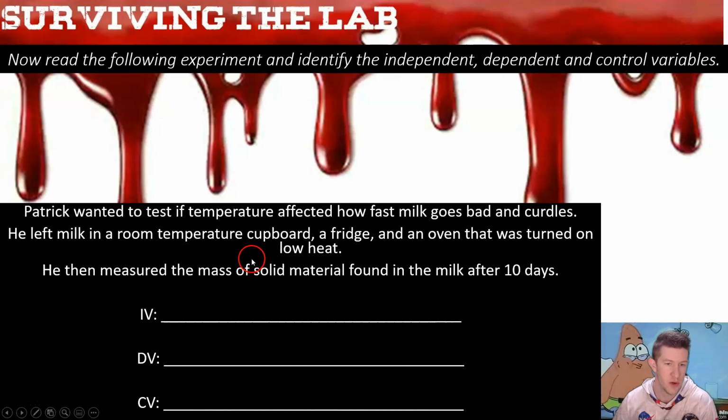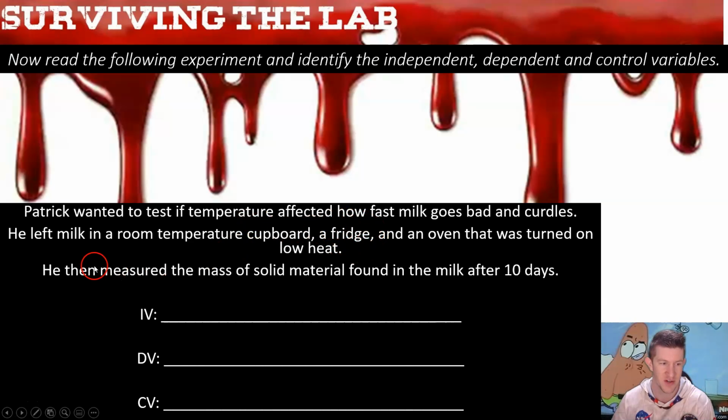Okay, so if we read this, he left it in a room temperature cupboard, a fridge, and an oven. So these are things that we're changing. So ultimately we're changing the temperature of the environment. So you could say the place it was left, and sure, that would be a thing that we're changing. If you think about it, does the room depend on anything, or does the fridge depend on anything? Nothing is changing the fridge. So these would be the independent variables.